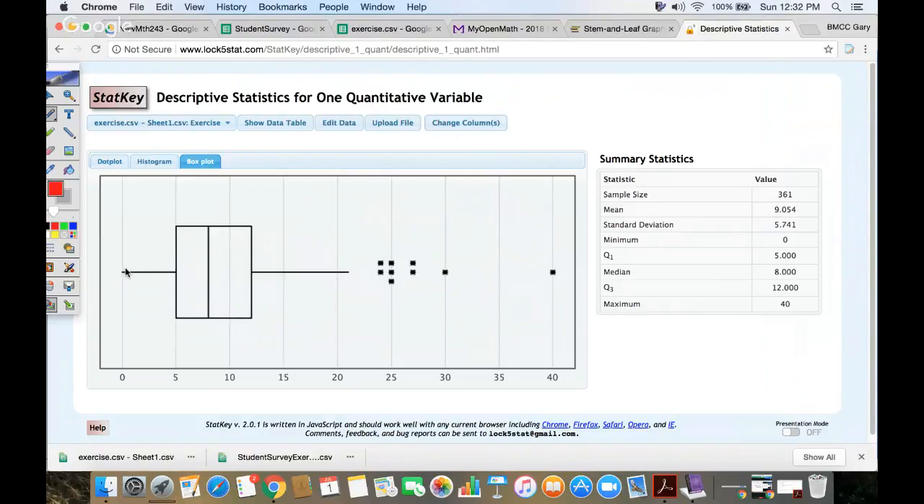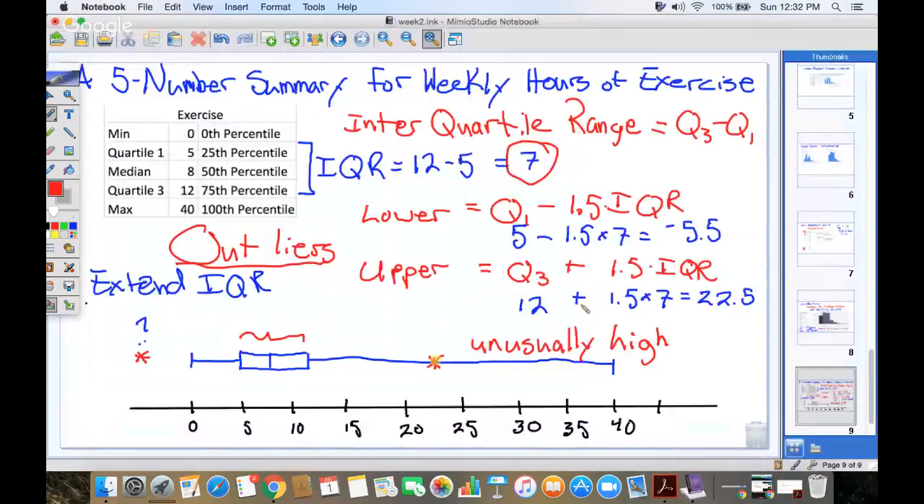And a five number summary makes a box plot. You can extend the box plot to talk about outliers. So those are numbers that are unusually high compared to everyone else or unusually low compared to everyone else. All right, there's my summary for this week.